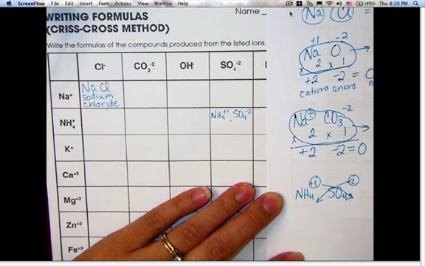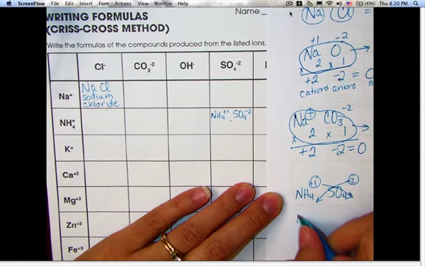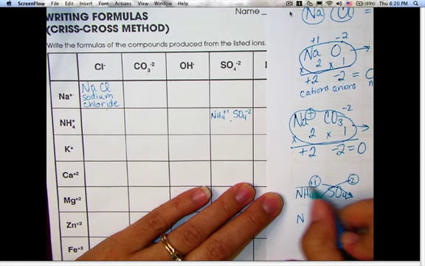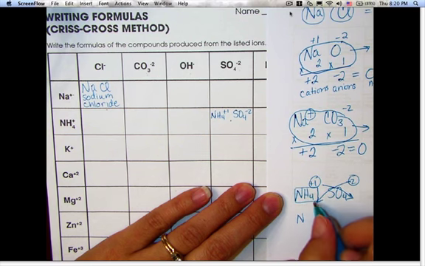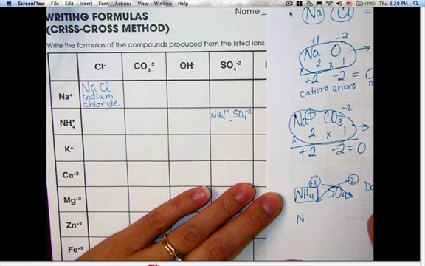Now this is what makes polyatomic ions a little bit tricky, because polyatomic ions come with subscripts of their own already. So I've got to write this in a way that shows that I need 2 groups of NH4. So make sure that when you're working with polyatomic ions, you don't change the subscripts.